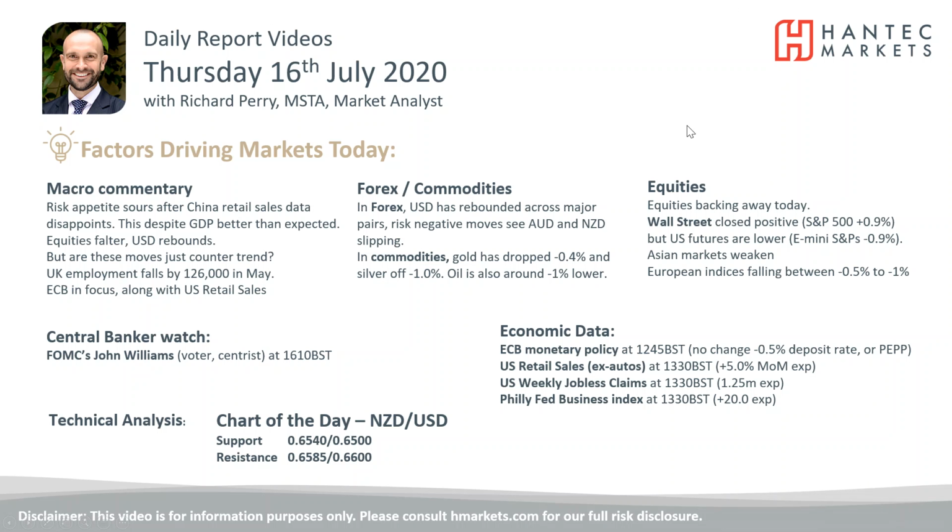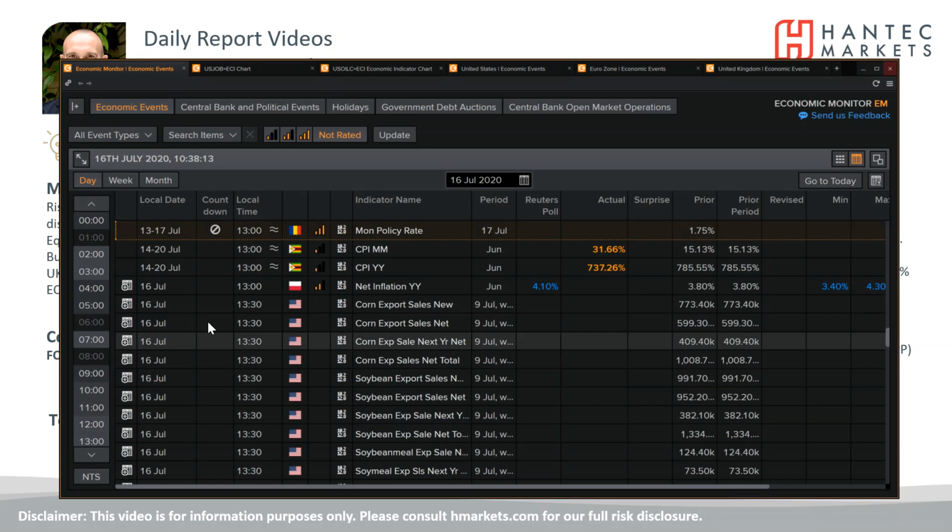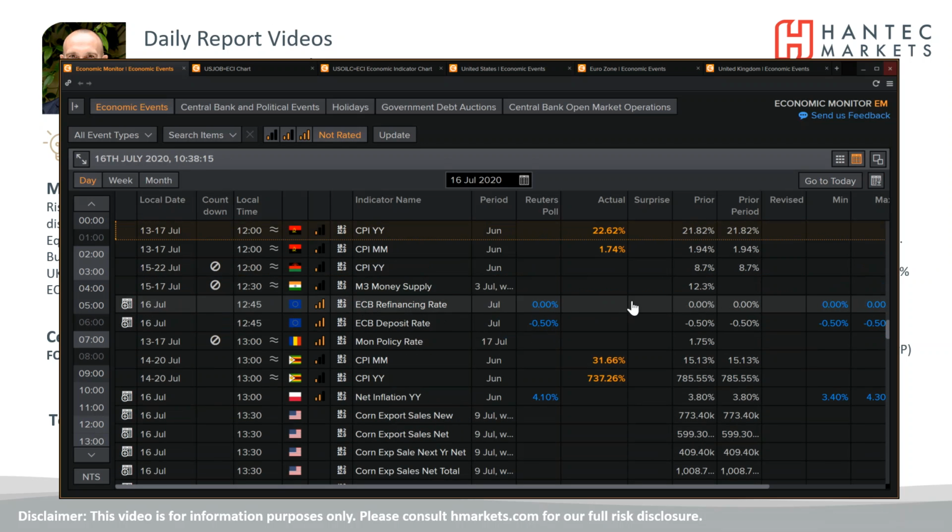Now, in terms of data points today, the ECB monetary policy at 12:45, that's the main data point, certainly from the central bank point of view anyway. No change on rates is expected. To be honest, it's likely to be a fairly quiet affair in terms of the monetary policy update for the ECB. In the June announcement they increased the PEPP program, so there's not really any expectation that they're going to do any changes, and it's likely to be a bit of a wait and see moment for the ECB there.